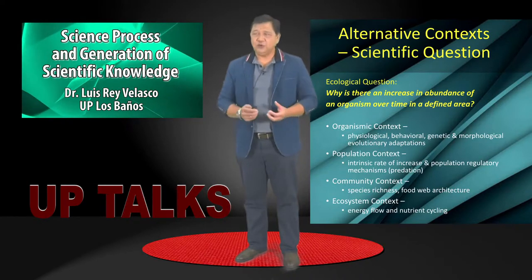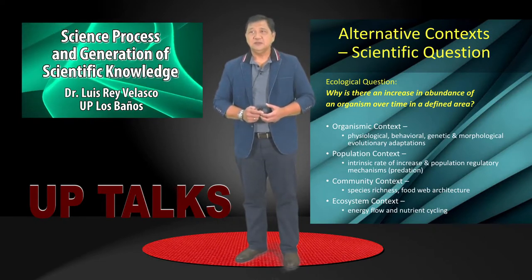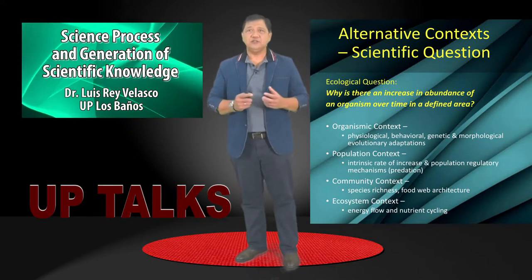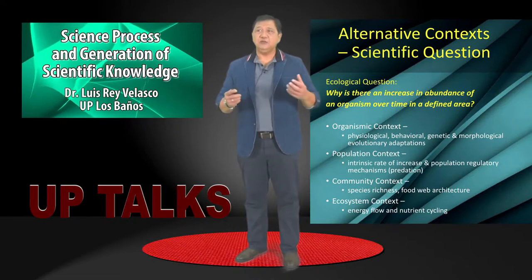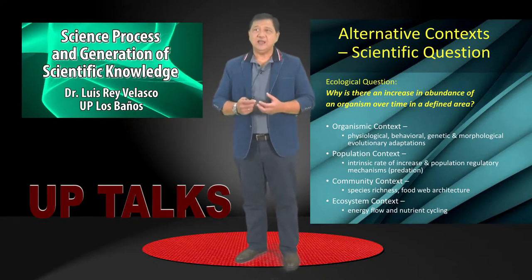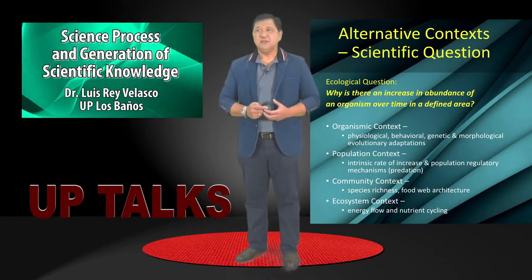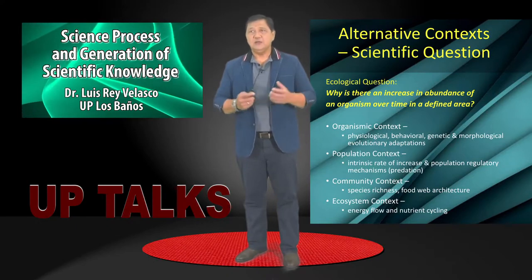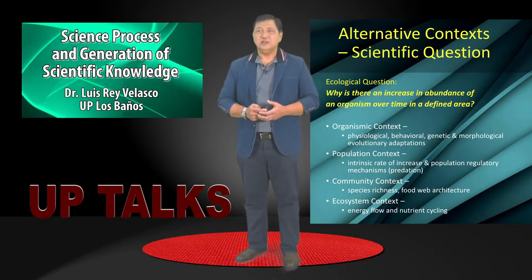What is the complexity of the food web and how do you relate this to the population increase? At a higher level of organization, one can look at it from the point of view of the ecosystem. And now you answer this question from the perspective of what is happening to the energy level or flow in the system and the nutrient cycling and availability that allows the population to increase. So this is what I meant by looking at alternative paradigms when we now look at a question in the conduct of our scientific research.